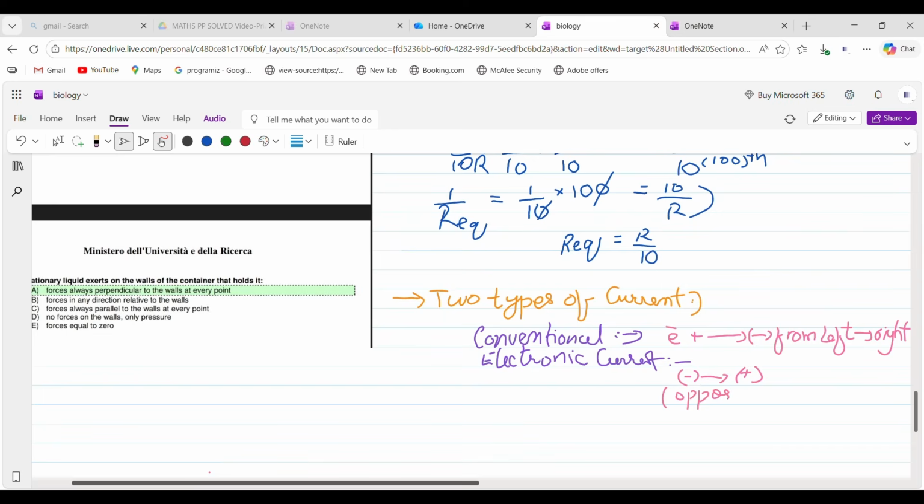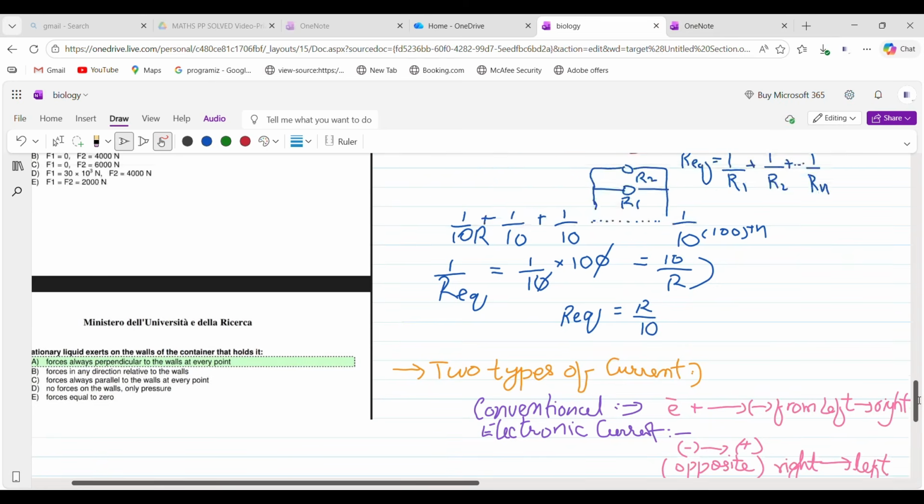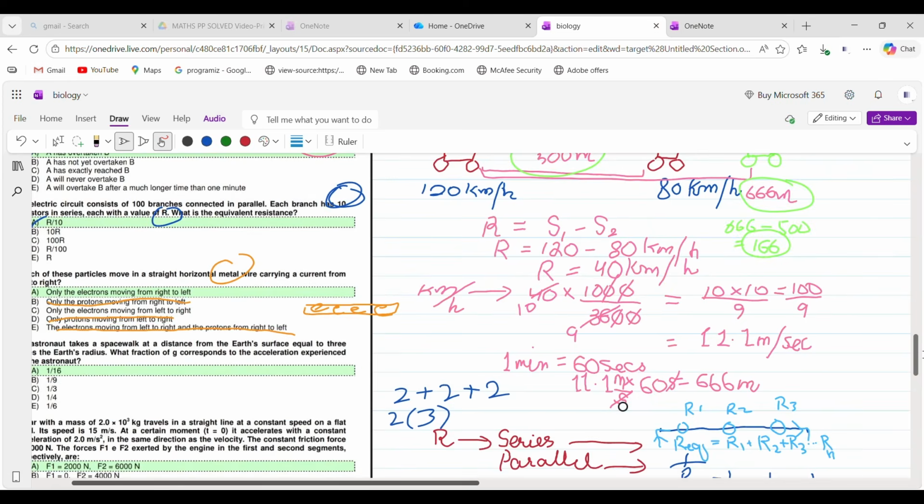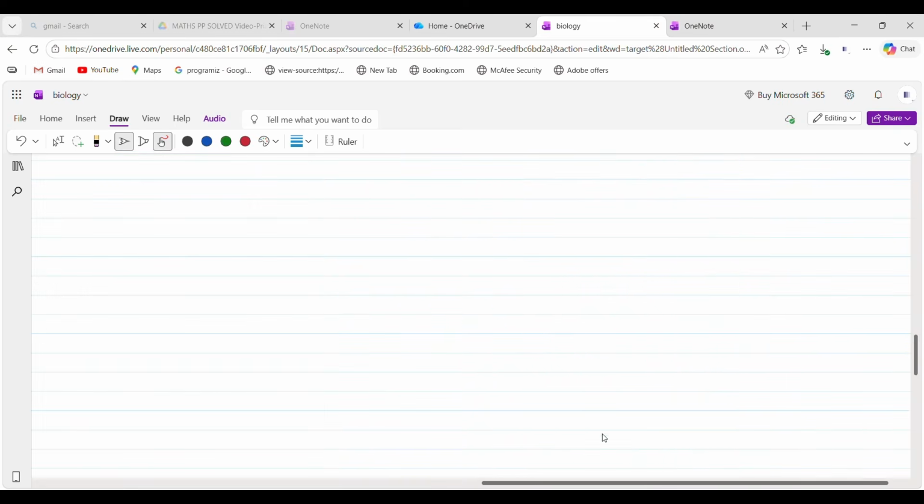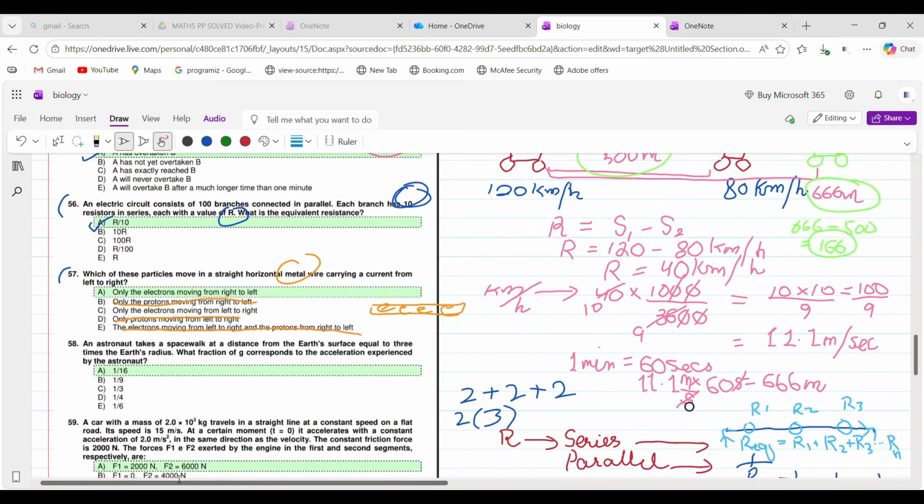Opposite means what? Right to left, right? Right to left. Now let's see our options, what they basically tell us. They are asking us about a wire carrying a current from left to right.